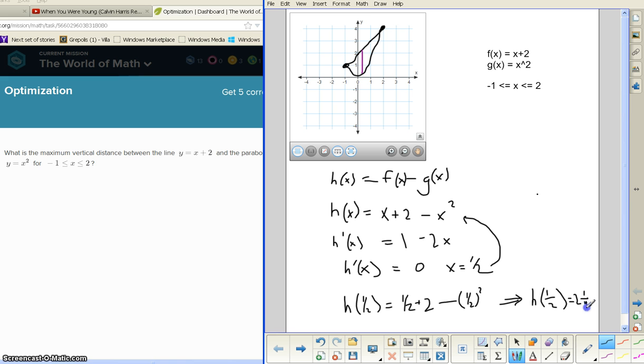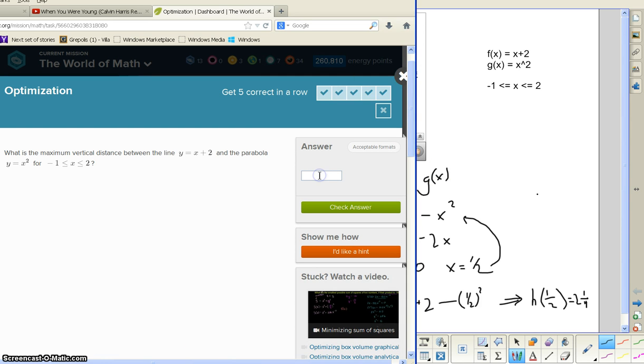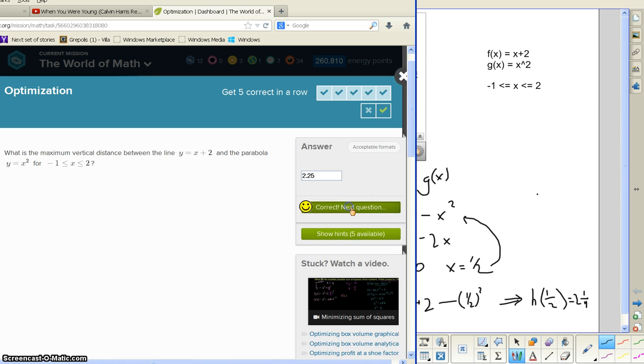So I would say the height at a half is 2.25, and that is the maximum height. I can tell by the endpoints here and here that the distance at those points is 0. The extreme value theorem says we should check the endpoints for maxes and mins too on a function, and h of x could have those happen since it is a function. But in this case, I'm going to enter 2.25 for Khan Academy. It should accept that. And there we go.